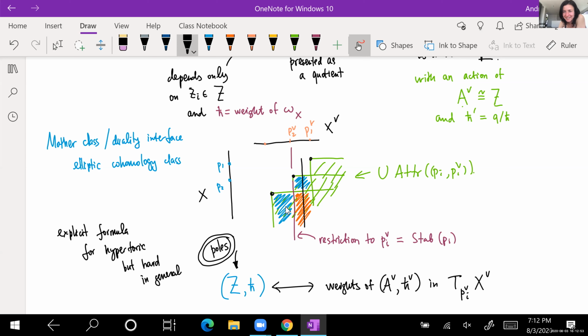David, do you have a question? Yeah, just one. It's not a question somehow. Why elliptic cohomology?